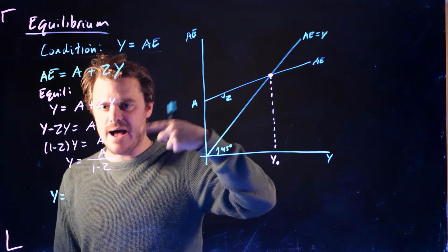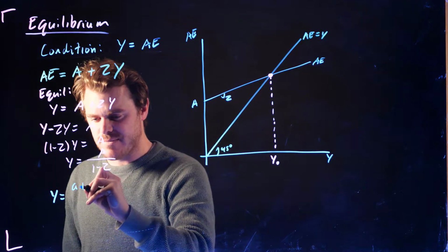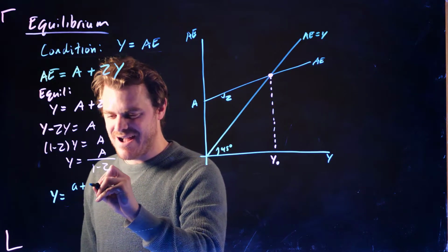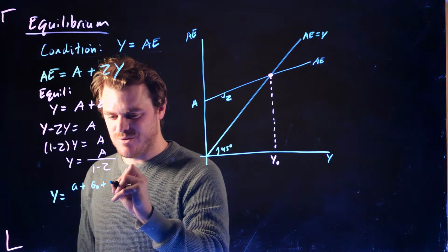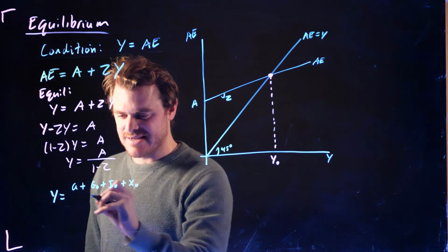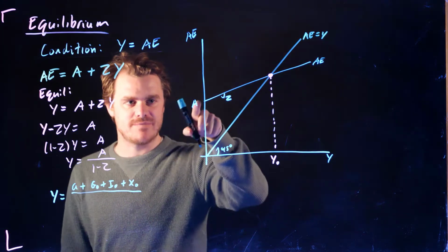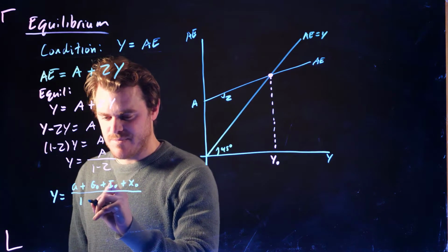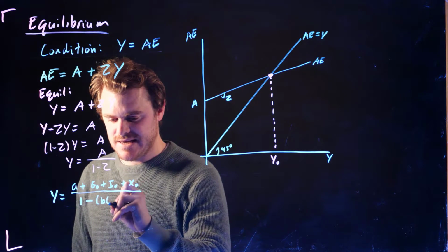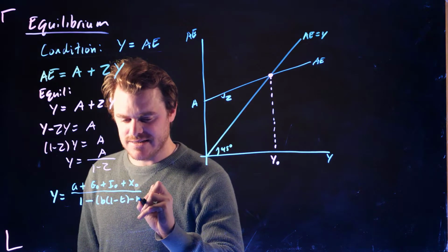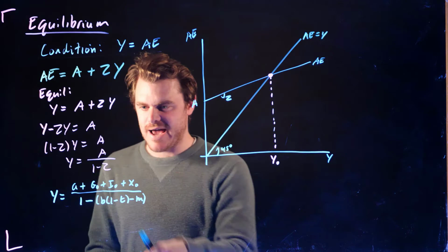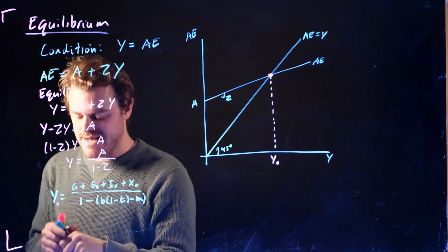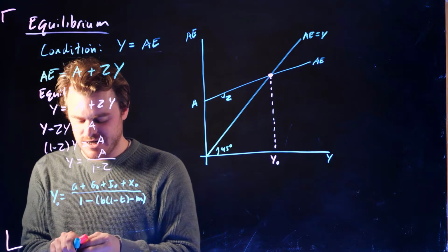So we can plug back in what we've defined before. If you don't remember, you can just look at your notes. A is A plus G0 plus I0 plus X0, so all that autonomous part, everything that's in the intercept. And then remember, Z was B times 1 minus T minus M. So we're going to put all that in brackets because we're subtracting Z. And so this is our Y0. This is our equilibrium condition here.